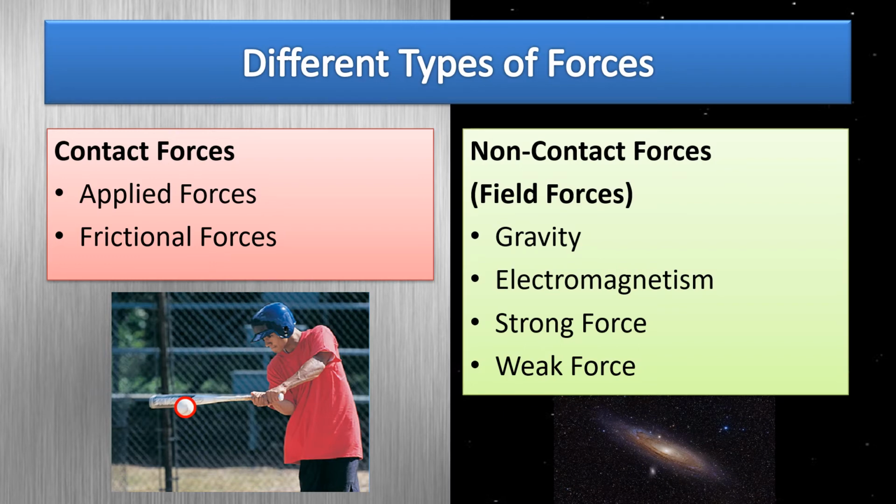Non-contact forces or field forces, you don't need to make contact in order to feel this force. For example, gravity. If you hold your pen or pencil up above the floor and you drop it, then gravity is going to exert a force on it. It is exerting a force on it right now without having to make contact with it. Your pen or pencil doesn't need to touch Earth's surface in order for gravity to be felt. It's a non-contact force.